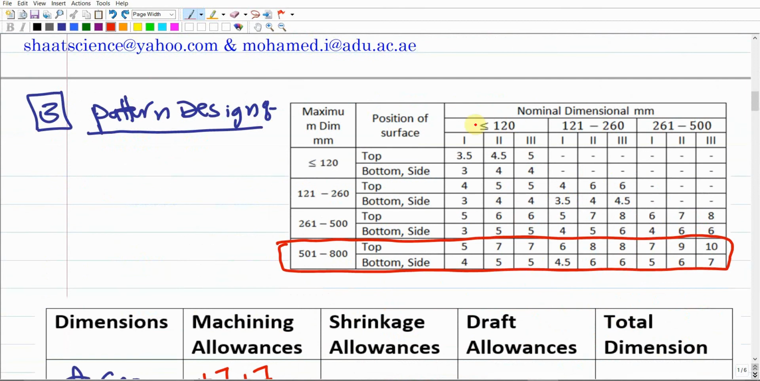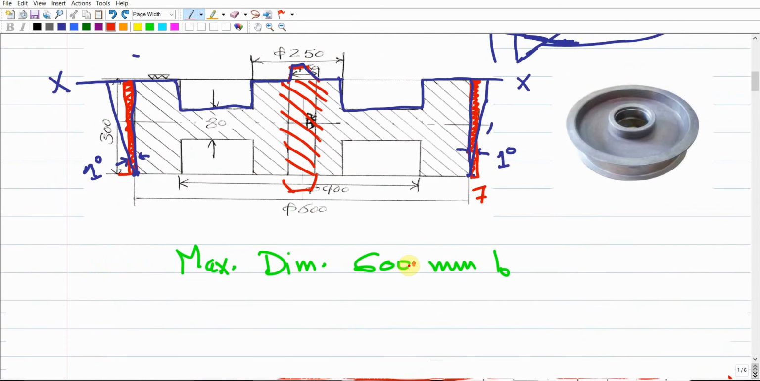So side to side, if we go down here to the table, go to the 400. The 400, is it less than 120? No. It is 120 to 260 up. It is 261 up to 400. Yes. And we're gonna do machining to all surfaces using third grade. So we're gonna have 10 millimeter for the top surface, 7 millimeter for the side or bottom surface. The 400, as we agree, it is side. So we're gonna add 7 millimeter to the surface, and we're gonna build another 7 millimeter over this surface.